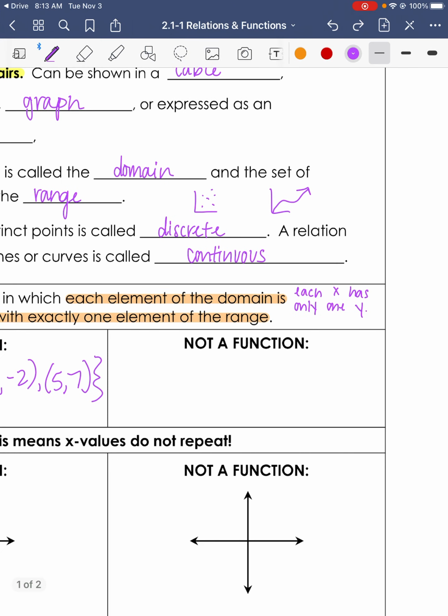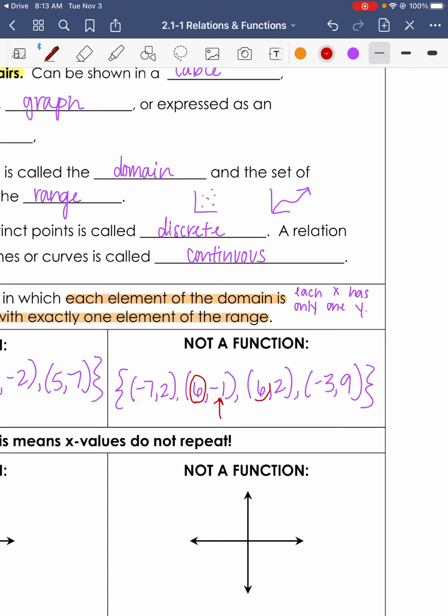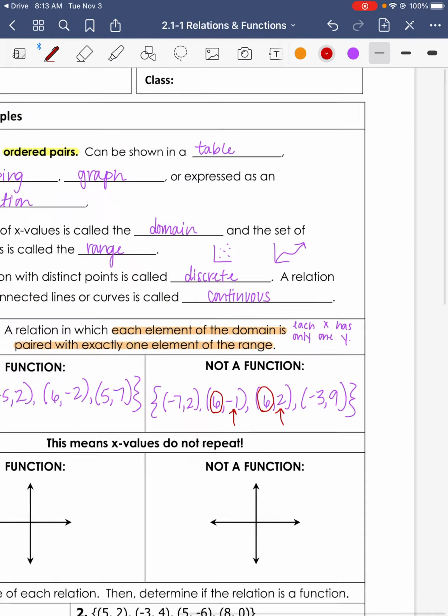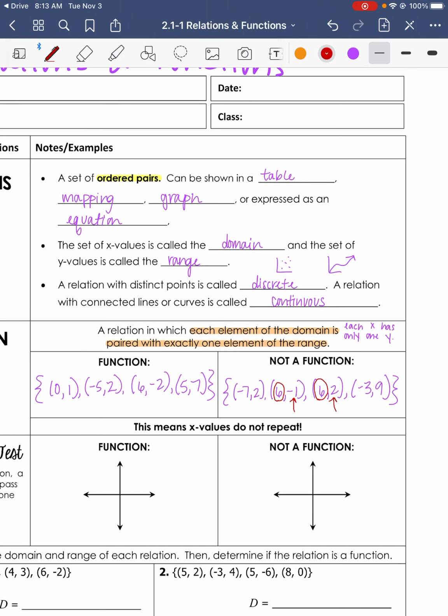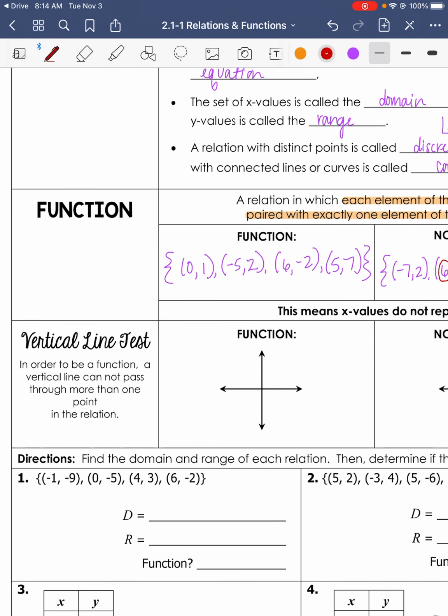Okay, if we were looking at not a function, just a general relation, we could have something like -7 and 2, 6 and -1, 6 and 2, and -3 and 9. Okay, so here, because we have an x value of 6 that's attached to this -1, and we have another x value of 6 that has a different y value, that is why this is not a function, because it has the same x value paired with different y values. Okay, so if we're listing as a set, that's how you can tell.